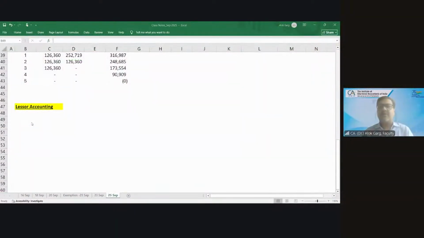Let's discuss the lessor accounting. As we have already discussed, this lessor accounting means accounting in the books of the lessor. And in the books of the lessor, the lease can be classified as an operating lease or a finance lease, depending on whether the risk and rewards are transferred or not, right? Accounting in the books of the lessor.